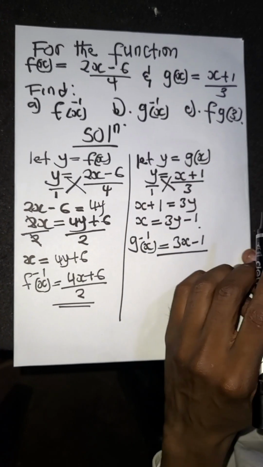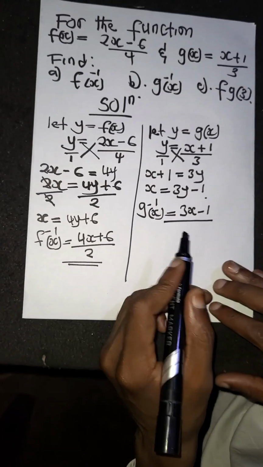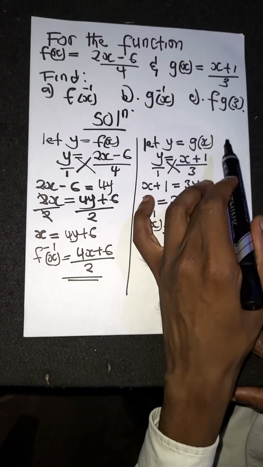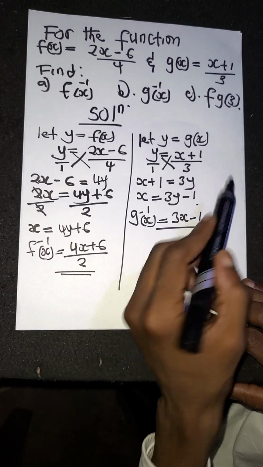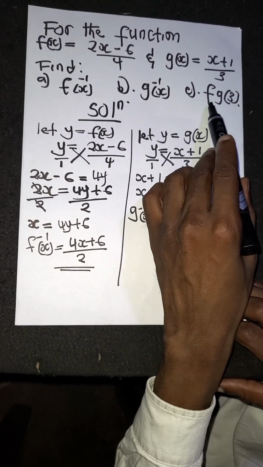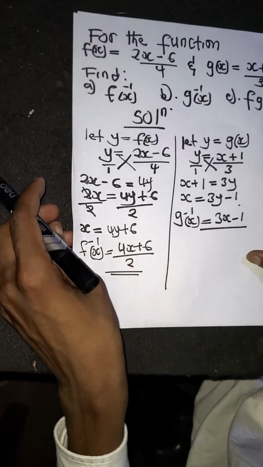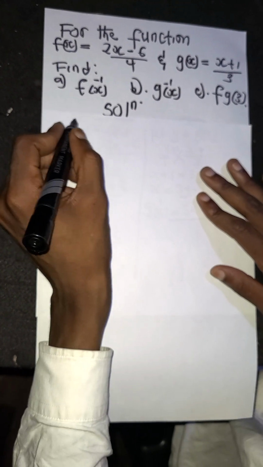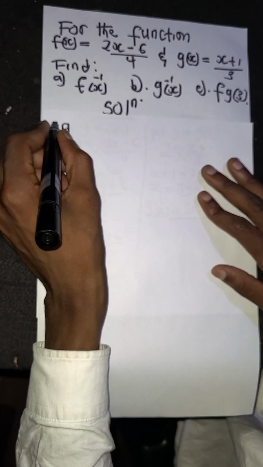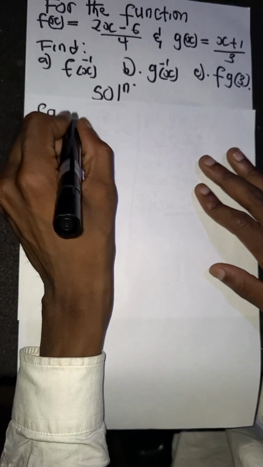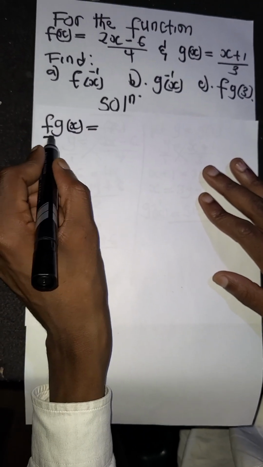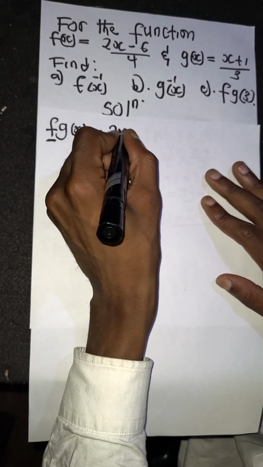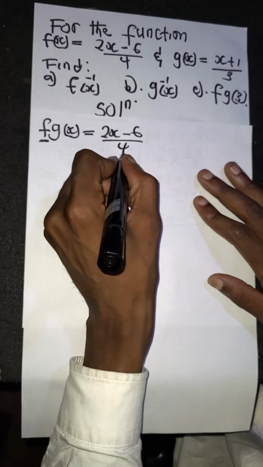For the last question, they're asking us to find fg of 3. To find fg of 3, all we need to do is to get the function g to go into the function f. This is what we call composite functions. For us to calculate the function of fg, we first have to write the function of f. What is the function for f? Function f is (2x minus 6) over 4.